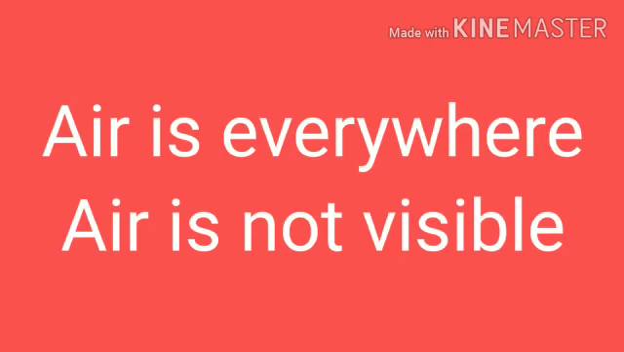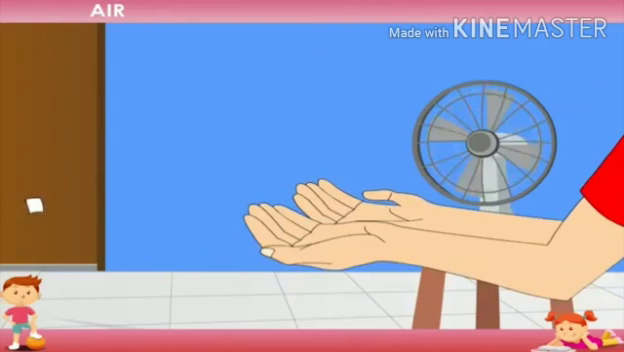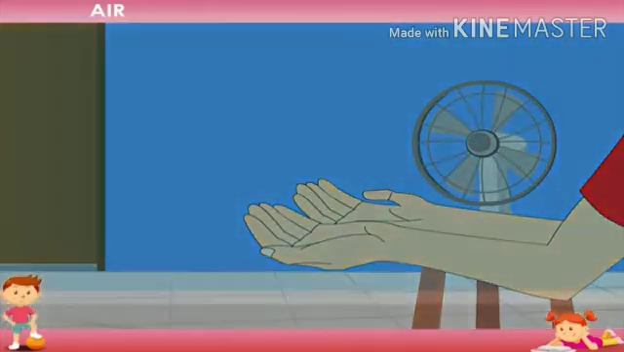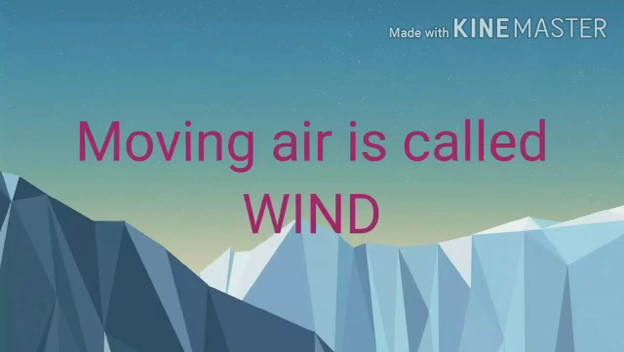Means we cannot see. Let's understand this with a small experiment. Take a small piece of paper in your hands. Place your hands in front of a moving fan. What happened to the pieces of paper? The pieces of paper in your hands are blown away due to moving air. This experiment shows that air's presence can be felt. Moving air is called wind.